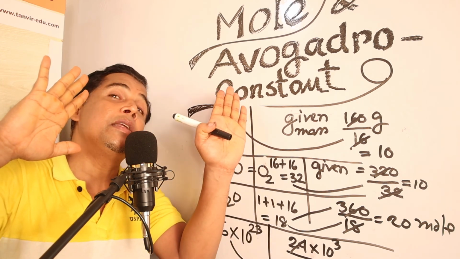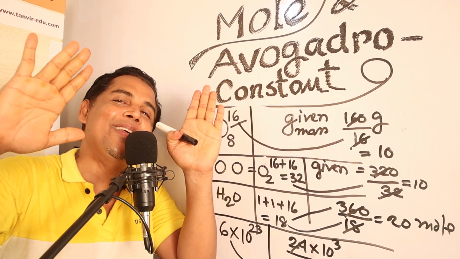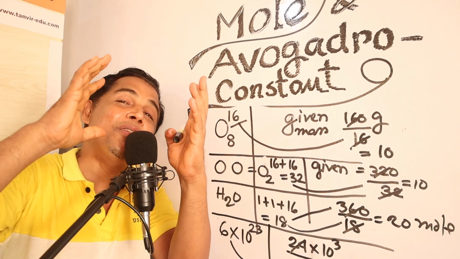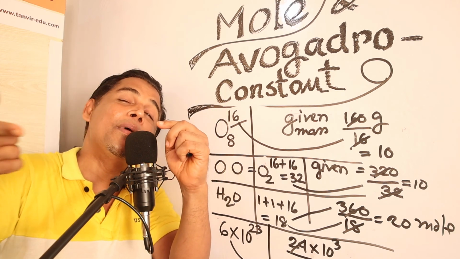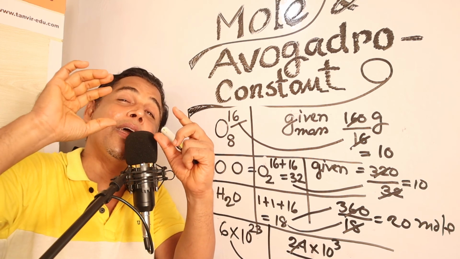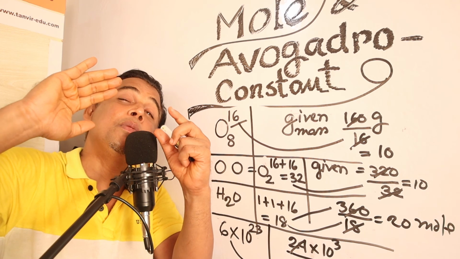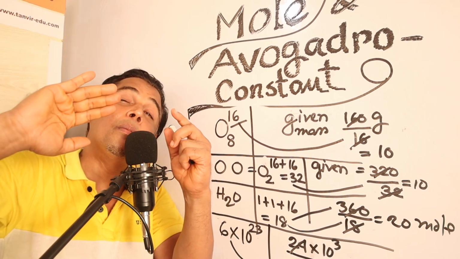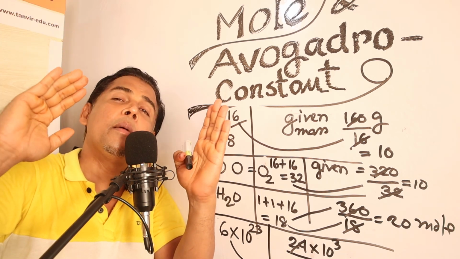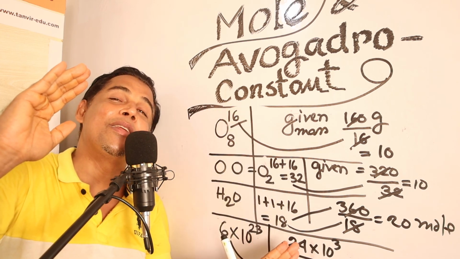So for understanding mole and Avogadro's constant, think of football. Mole is the unit of counting, and Avogadro has emphasized that in 1 mole there are 6 into 10 to the power 23 molecules. So the Avogadro constant is the counting system. There are 4 systems of counting.